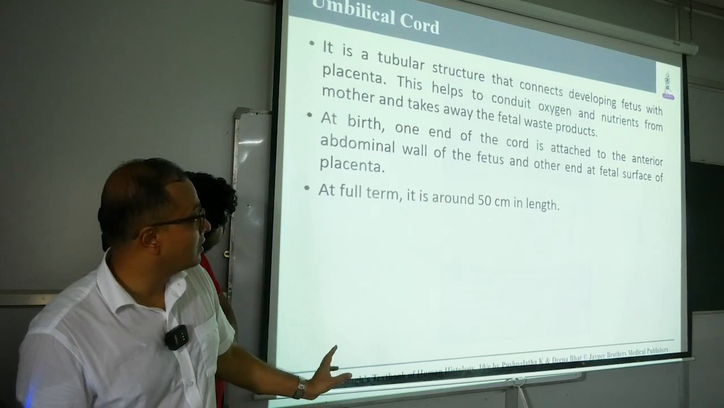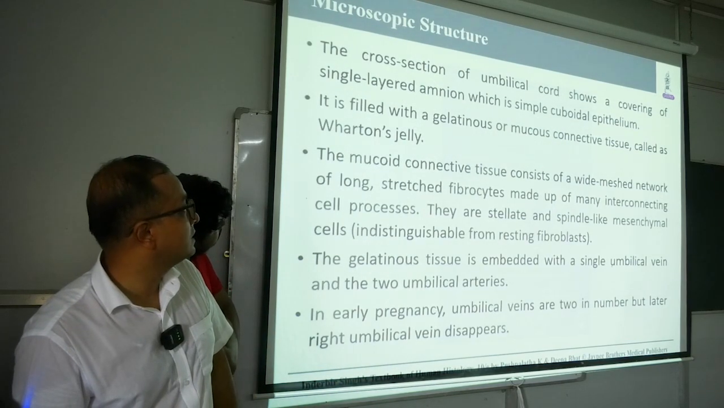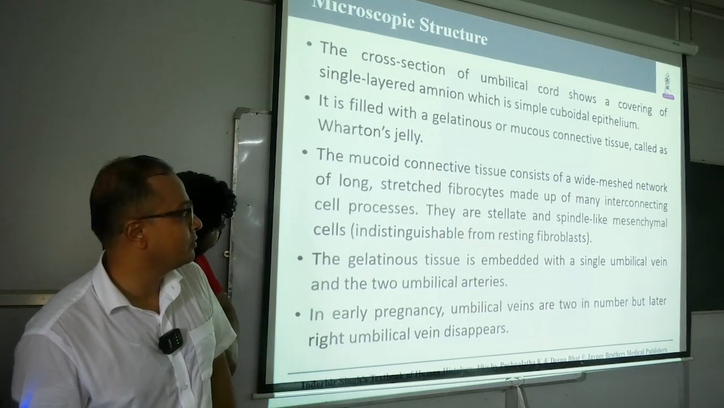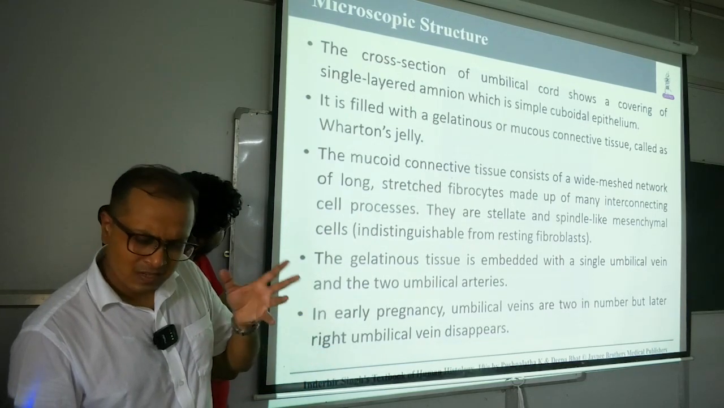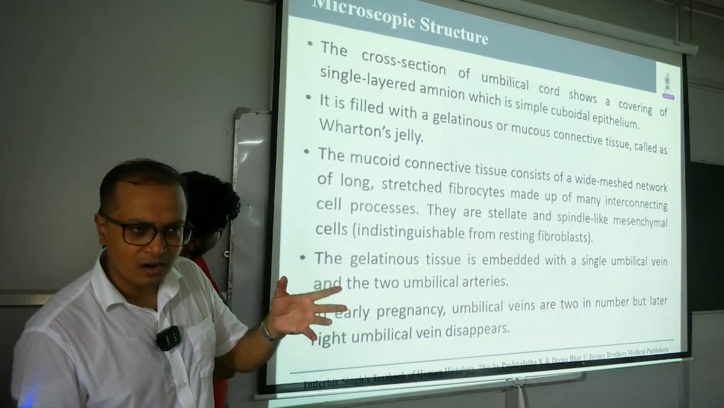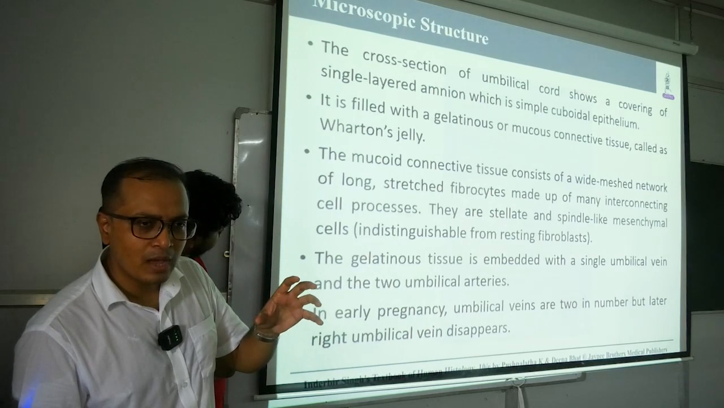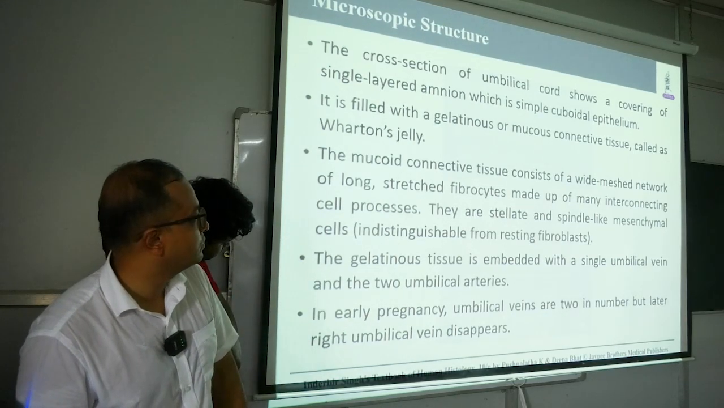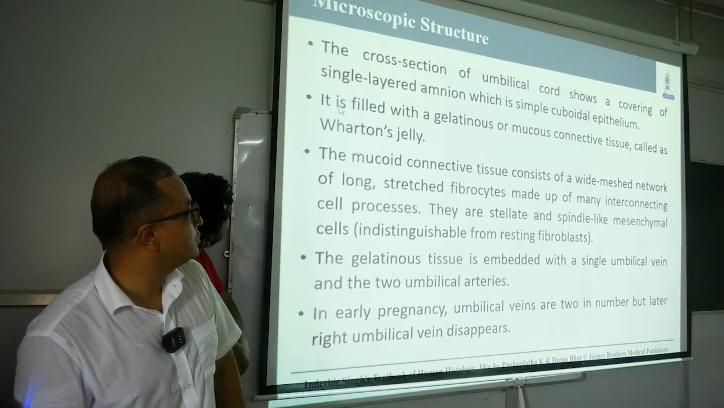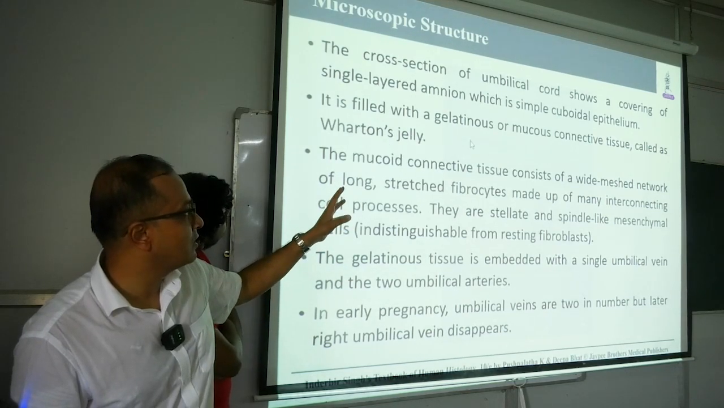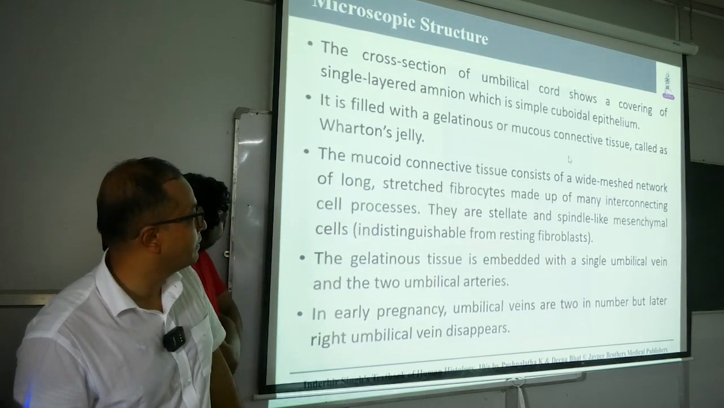So this umbilical cord, if you see it histologically, has a couple of things you have to talk about. It has an artery and a vein, blood vessels basically, and in between we have some mesenchymal tissue. We call this mesenchymal tissue Wharton's jelly, which is a kind of gelatinous mucous connective tissue.